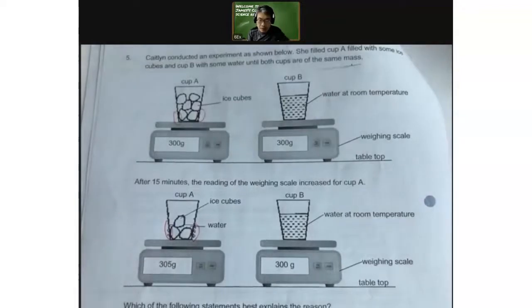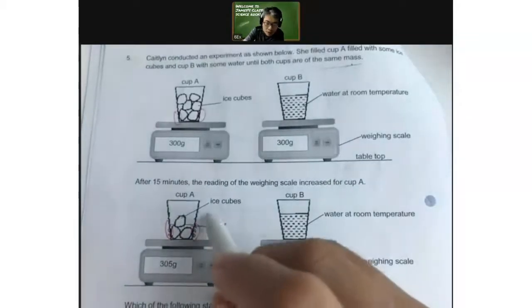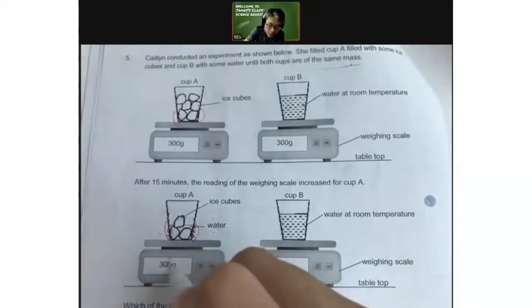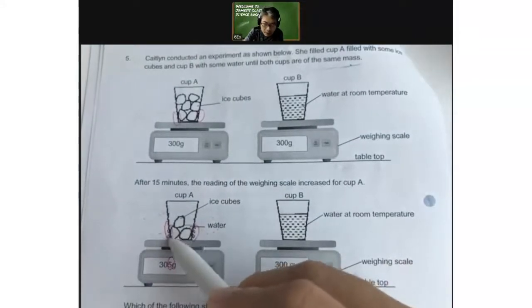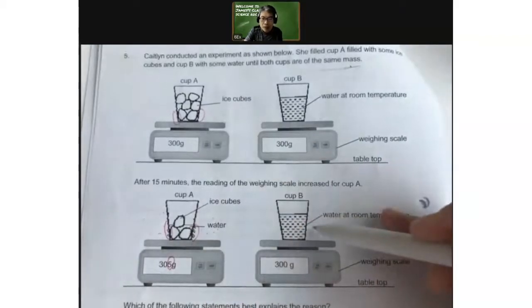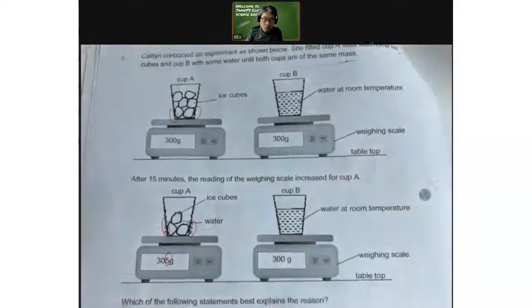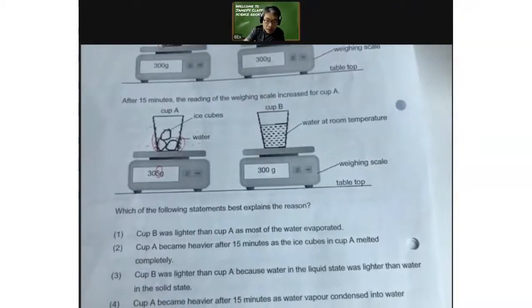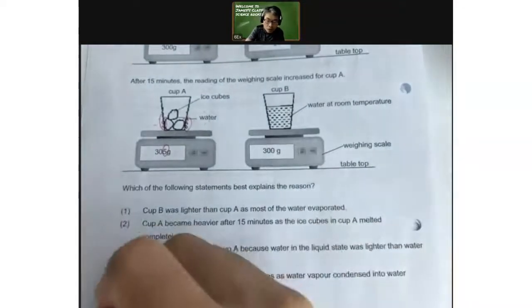And this condensation, these little water droplets here, all came from the water vapor that was in the surrounding air. So right now, this extra 5 grams is actually from these water droplets that have condensed on this side of the cup A. Whereas cup B remains unchanged, there's no cooler surface whatsoever, so the mass here remains the same. So what best explains the reason? So here would be cup A became heavier after 15 minutes as water vapor condensed into water droplets around cup A. 4 is the answer.